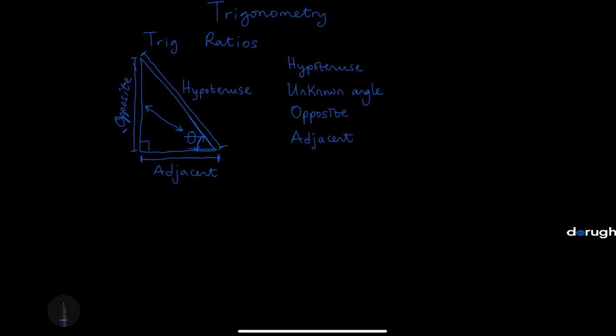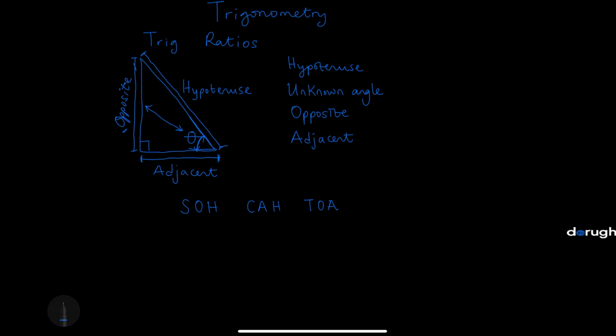Now let's go to the trig ratios. The trig ratios, you may have heard of them before, are popularly known as SOH CAH TOA. And each of these represents a particular relationship that we can use.